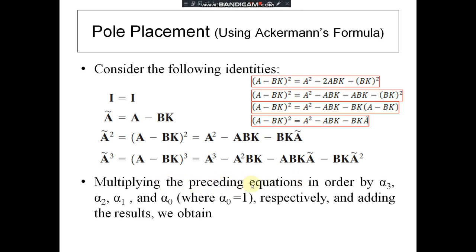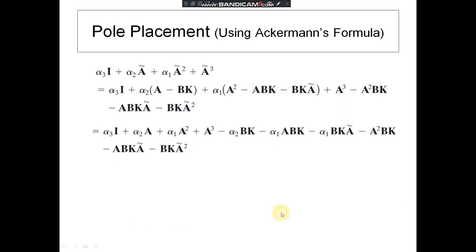Multiplying all these equations in order by alpha 3, alpha 2, alpha 1 and alpha 0, where alpha 0 is equal to 1 respectively, and adding the results, we obtain alpha 3 into I plus alpha 2 into A cap plus alpha 1 into A cap square plus A cap cube, which is equal to alpha 3 I plus alpha 2 (A minus BK). Substituting the values of A cap square and A cap cube in the equations, we obtain these equations, which are simplified by collecting the terms of A and the remaining terms, as represented here.